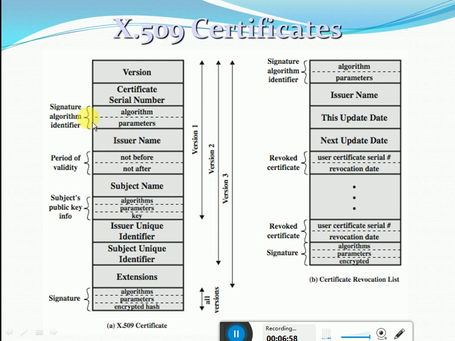which will be useful for a person to encrypt or decrypt the message based on the public key, and who is issuing this, his name will be there, and validity period, like for how long this certificate will be valid, and the name of the party whose public key it is, the subject's public key information, those details, algorithm, parameter and key, the issuer's unique identifier, who is issuing this certificate, his identification will be there, the subject's identification and extensions, is there any additional information required, it will be put into these extension fields, and the last one is signature. So these are certain fields of this X.500 certificate.